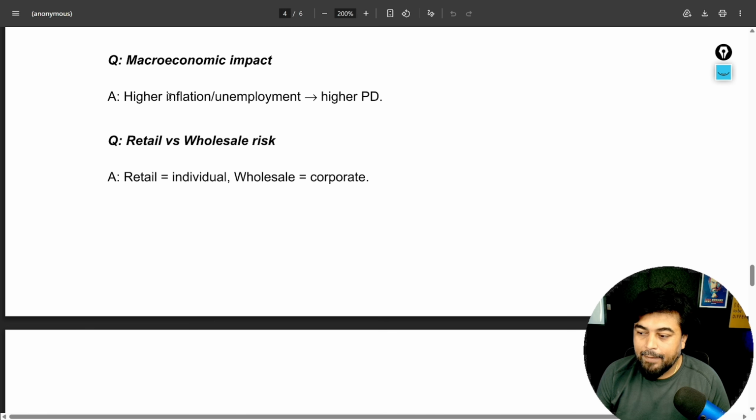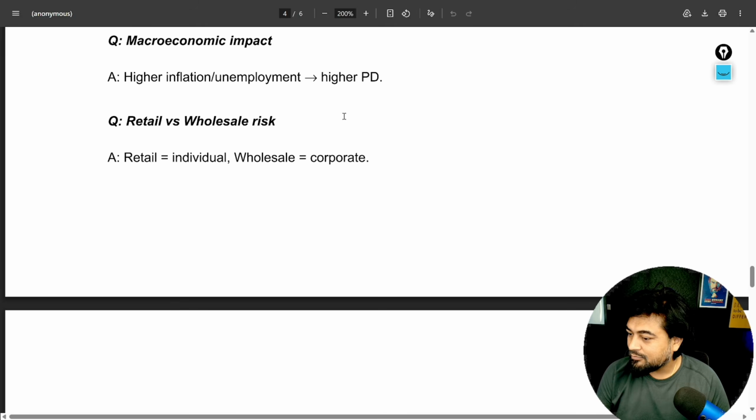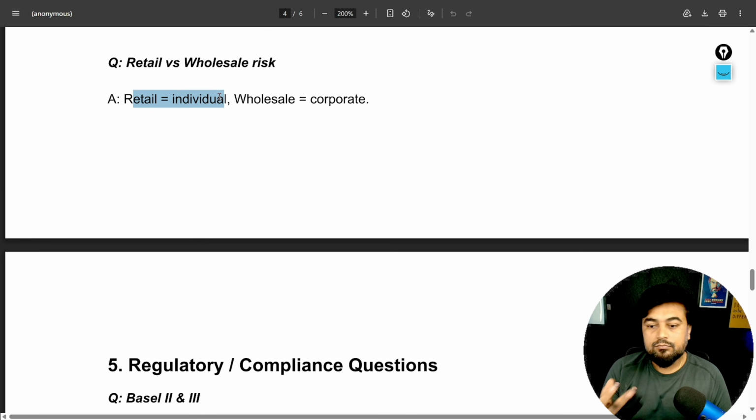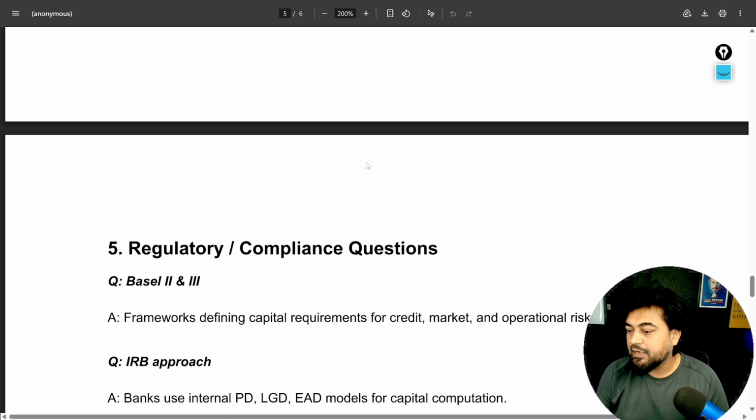What is macroeconomic impact? Like higher inflation, unemployment. So inflation and unemployment are macroeconomic factors. The biggest example is the Iran-US war at the moment. Okay. So that's increasing the probability of default in the Iran region. Retail versus wholesale. Retail talks about individual customers like you and me, who are taking a car loan, home loan, or any kind of loan. Wholesale talks about corporates, like Infosys, TCS, big companies and all that.